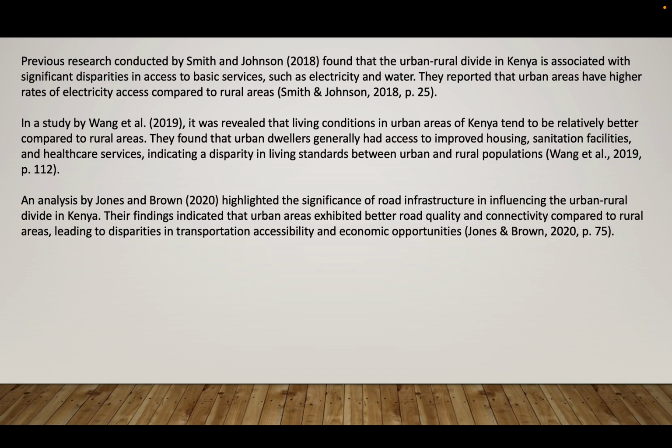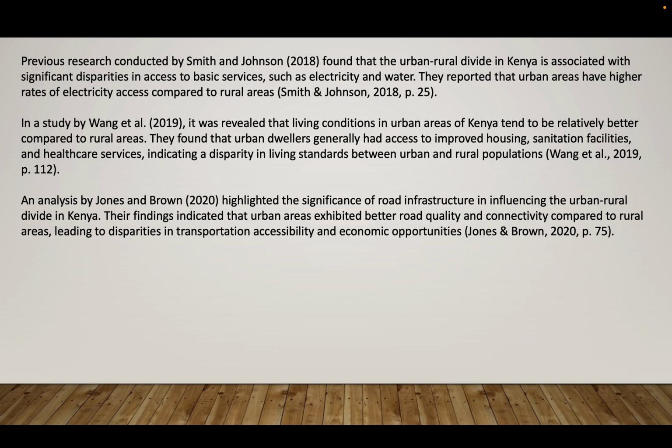Also, in a study by Wang 2019, it was revealed that living conditions in the urban areas of Kenya tend to be relatively better compared to rural areas. They found that urban dwellers generally had access to improved housing, sanitation facilities, and healthcare services, indicating a disparity in living standards between urban and rural populations.